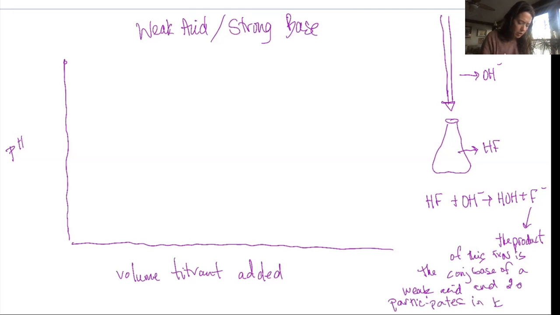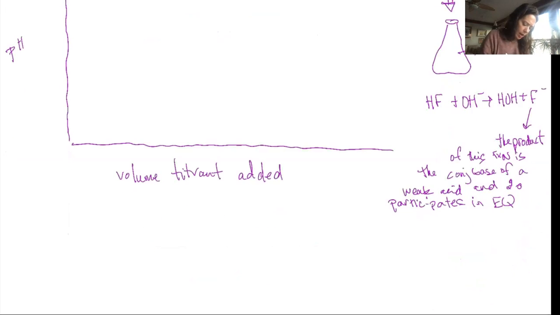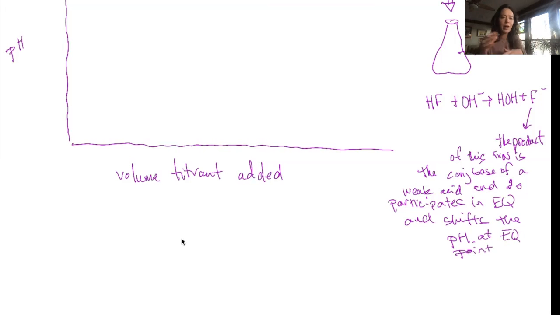And what that will do is shift the pH. Okay, you've got to understand it more than that. So I'm going to try to continue to explain what I'm talking about. pH what? At the equivalence point. Okay, so we have the stoichiometry part, and then we have the equilibrium part kind of again.